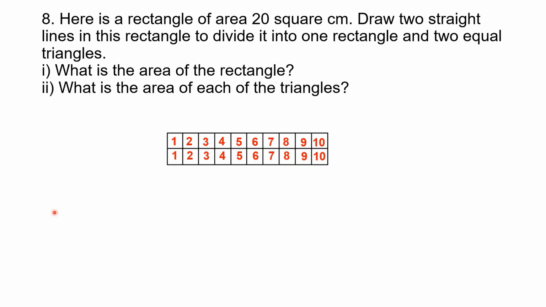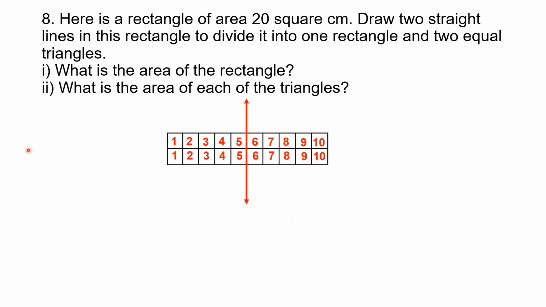Now draw a straight line to divide it into two rectangles. We will draw that line exactly in the middle, that is here. After 5 squares, 1, 2, 3, 4, 5, you draw a straight line. Now, this big rectangle is divided into two equal rectangles.